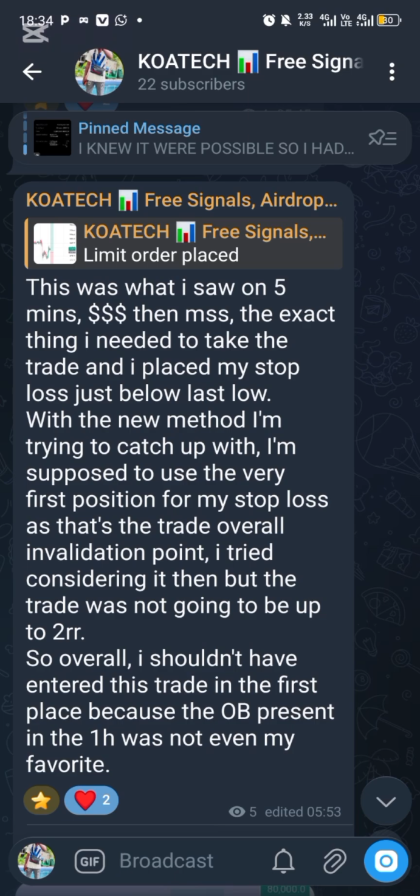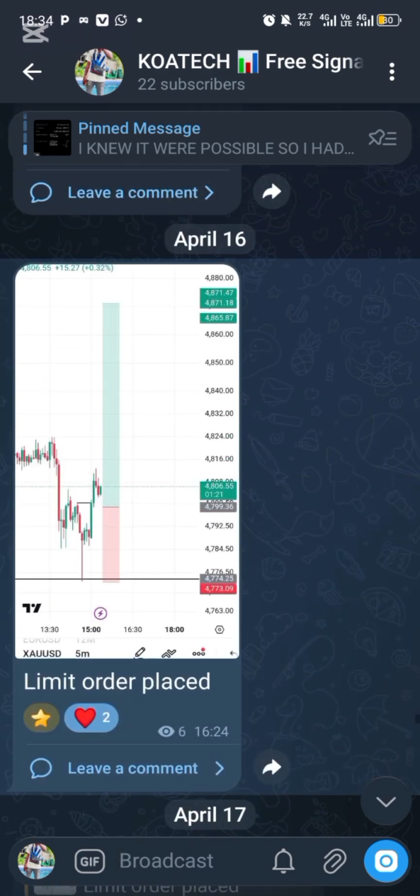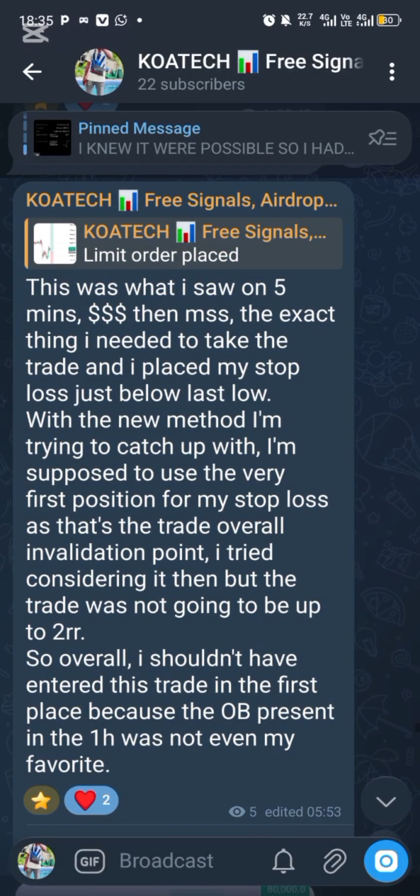This very one, I said this was what I saw on 5 minutes. SSS, then MSS, the exact thing I needed to take the trade, and I placed my stop loss just below the last low. Now this was another mistake. I think this was the mistake I actually made on that trade. My SL was supposed to be below the overall invalidation point.